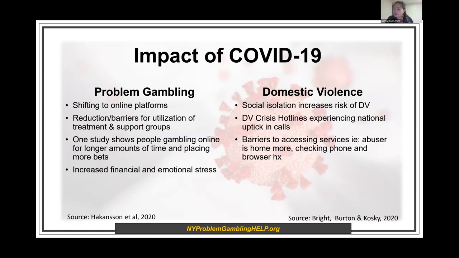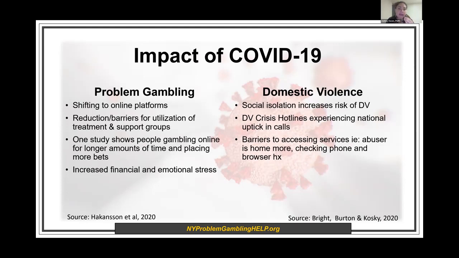So we also wanted to include a section in here about the impact of COVID-19 on both of these issues, because what we saw across the board was that COVID-19 exacerbated both of these issues if they were happening before, and also created new dynamics during the lockdown that, even though the lockdown is over, people are still, I'm sure, feeling the impact of now.